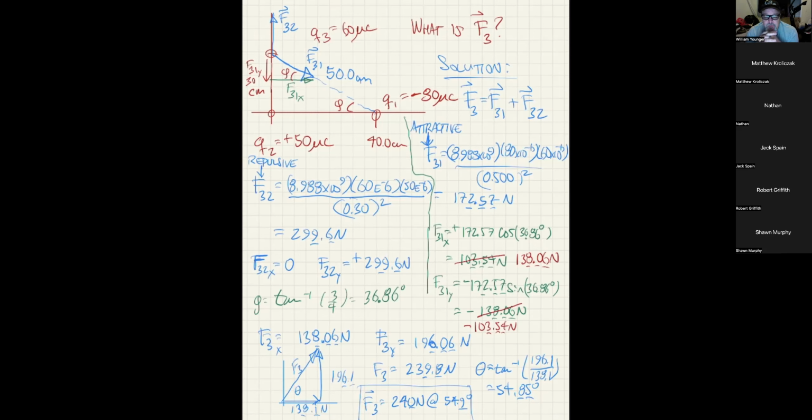Yeah, exactly. Since this one's pointing up and to the right at 54.9, you would take a positive force and put it up and to the right at 54.9 degrees from the Q3, and then you just use the Q and R that makes the magnitude equal to roughly 239.8. So yeah, that's exactly right. You could also use a negative one and put it at 54.9 degrees downward and to the left. So that would work as well. Only that would be an attractive force. So yeah, good job.